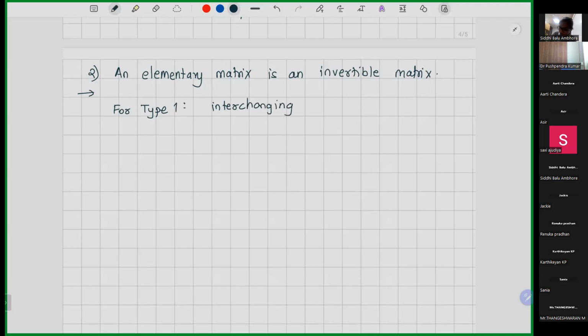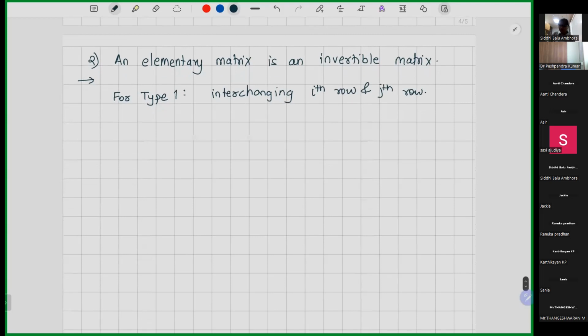Interchanging ith row and jth row. So suppose I denote it by Eij. So it is I, not I, but the matrix obtained by interchanging the ith and jth rows of the identity matrix.